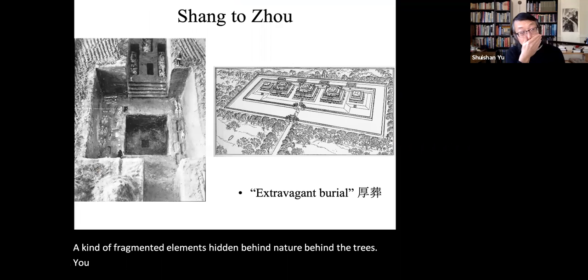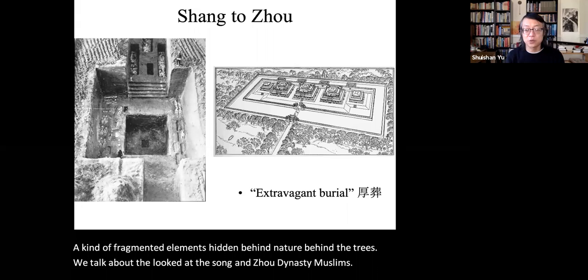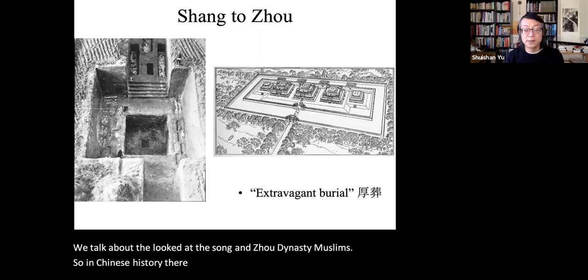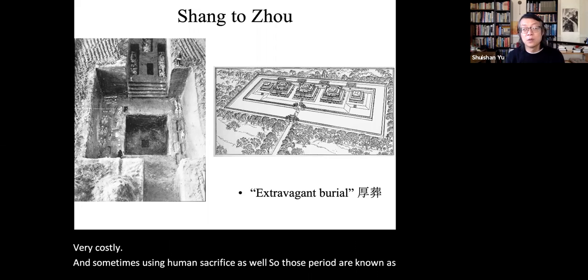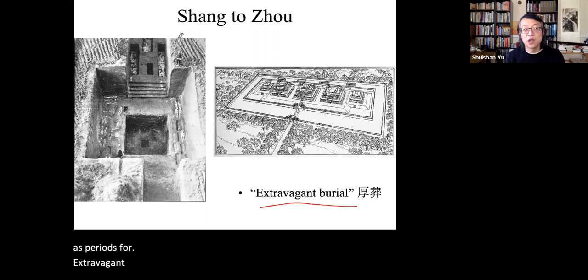We looked at the Shang and Zhou Dynasty mausoleums. In Chinese history, there were some periods where burials were really extravagant, very costly, and sometimes used human sacrifice as well. Those periods are known for extravagant burial, like the Shang to the Zhou Dynasty, when monumental pits or monumental mounds were created to mark the burial site for the rulers.